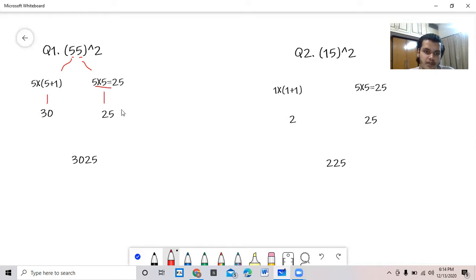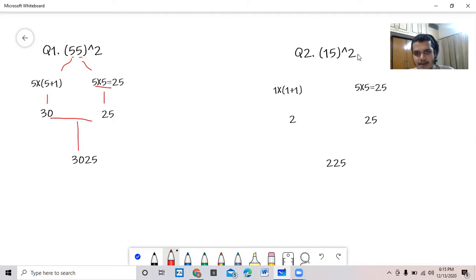Now what we will do with these two numbers, we will simply combine these numbers and get the result. So basically 55 whole power 2 is equal to 3025. Isn't it easy, right? So now we'll be moving to question number two.